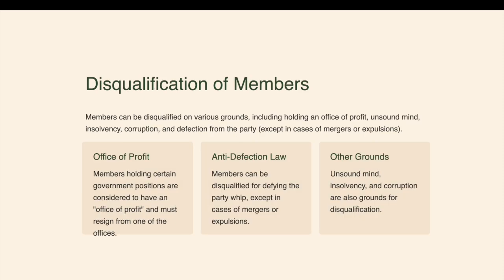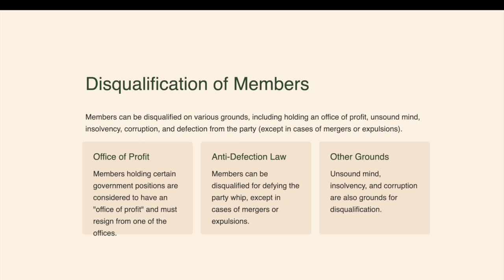Now we will see how a member of parliament can be disqualified. Members can be disqualified mainly on 3 grounds. One is office of profit, second is anti-defection law, and third is the other miscellaneous grounds. So, office of profit: members holding certain government positions are considered to have an office of profit and must resign from one of the offices. It wants to establish a kind of compartmentalization between the executive and legislature. However, the definition of office of profit is nowhere mentioned in the Constitution of India.